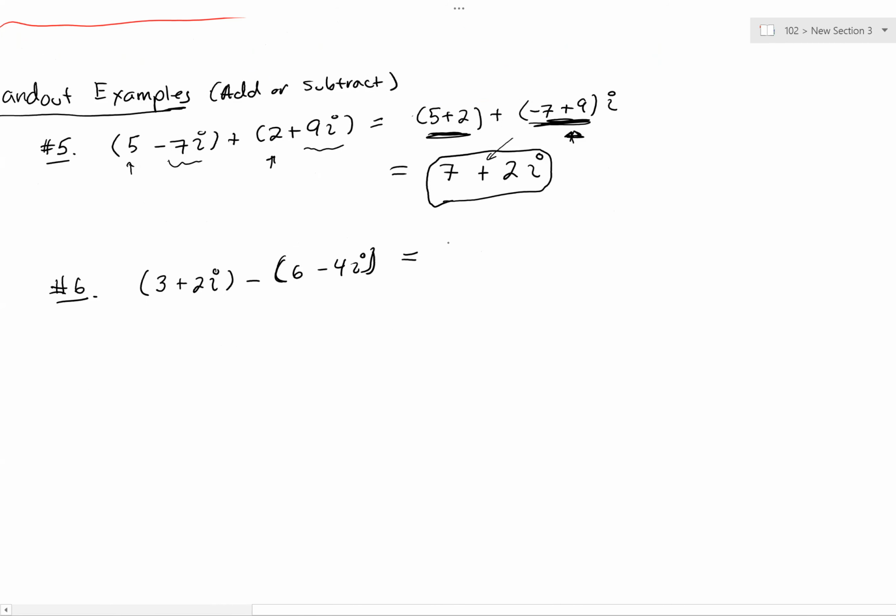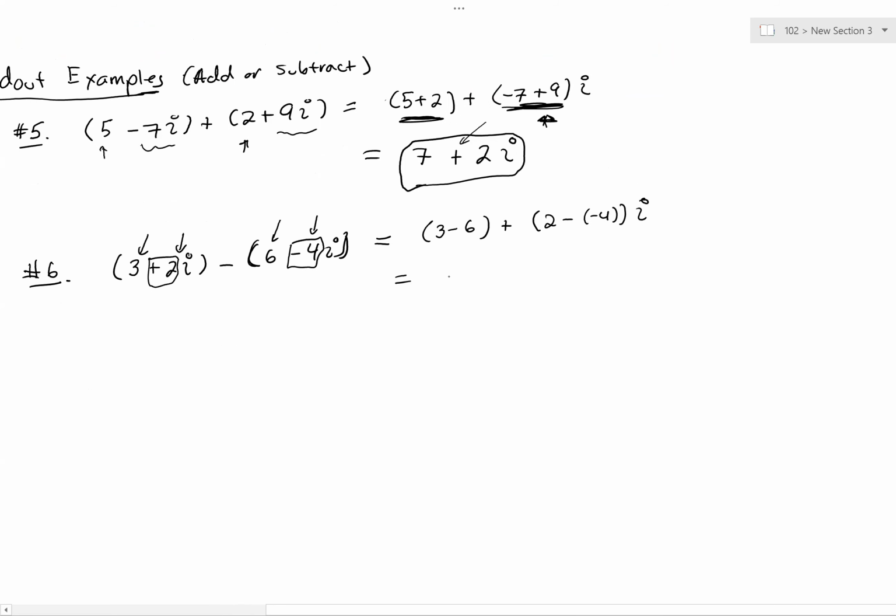I'm going to subtract the real parts. So I'll have 3 minus 6 as my new real part. Subtract those two. Okay, plus. Then I'm going to subtract the 2 and the negative 4. So be careful here. The imaginary parts are positive 2 and negative 4, and I'm subtracting them. So we're going to end up with that double negative. We're going to have 2 minus negative 4 as our new imaginary part.